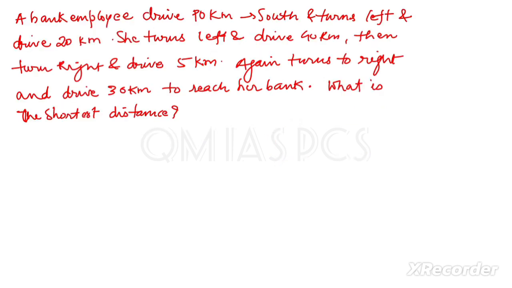Look at this question. This is from UPSC 2021. It is given that a bank employee drives 10 kilometer towards south direction from her house and turns to her left and drives 20 kilometer. She turns left and drives 40 kilometer. Then again she turns right and drives 5 kilometer. Again turns right and drives 30 kilometer to reach her bank. So what is the shortest distance?